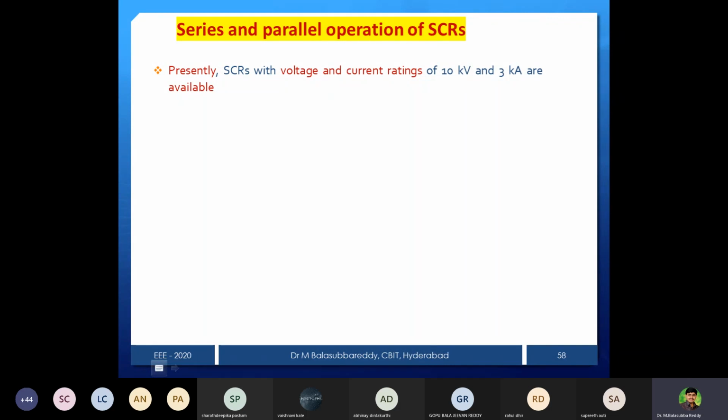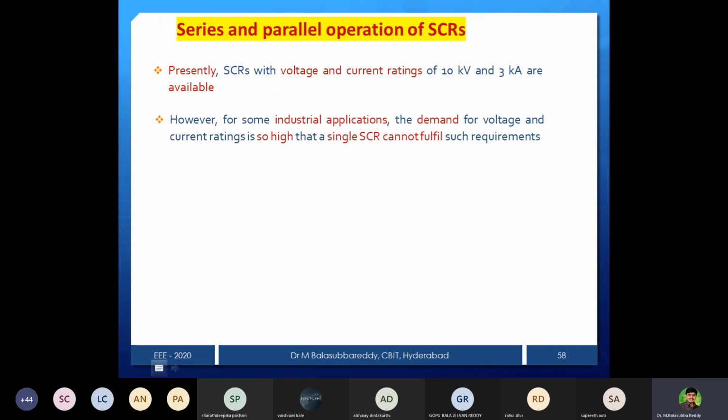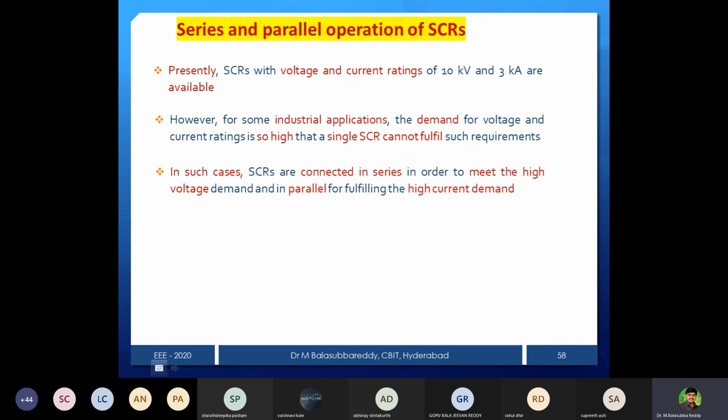Even nowadays, higher ratings of SCRs are available. For example, 10 kV and 3 kiloamperes are available now. Some industry applications demand voltage and current ratings higher than a single SCR can fulfill. In such cases, SCRs are connected in series to meet the voltage demand, and connected in parallel to meet the current demand.